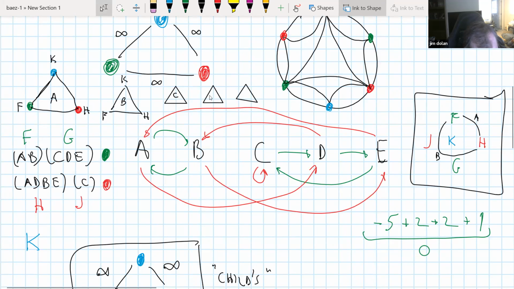Okay, so there's C and D and E. Maybe I'll even try to put in the colors. So there's a green there, green there, green there, green there. There's a red there, red there, red there, red there. All the blues have to be K. There's just one blue.